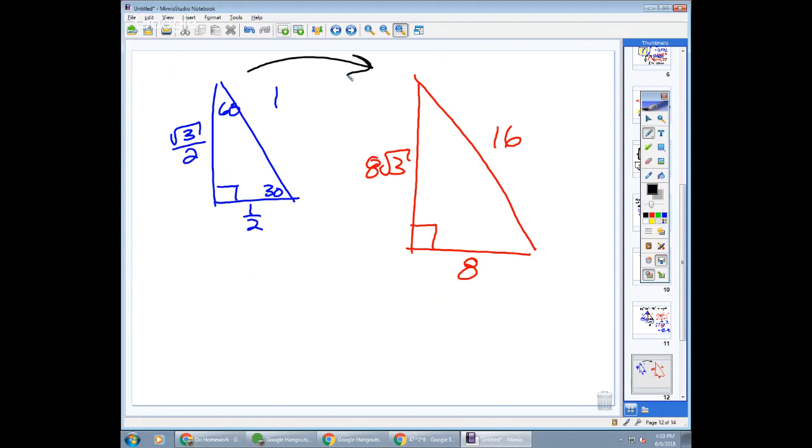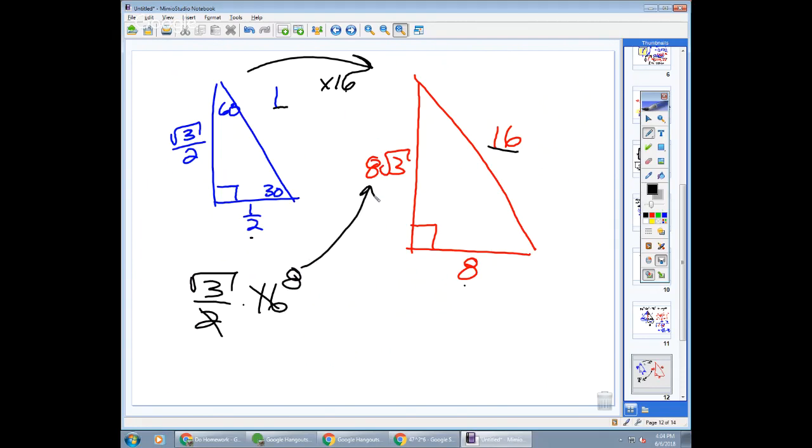So the guess is that it's 16 times bigger because it's the same shape. From this observation right here, what's 16 times a half? 8. And if we take the square root of 3 over 2 times 16, 2 goes into 16 8 times, and that does give us that number.